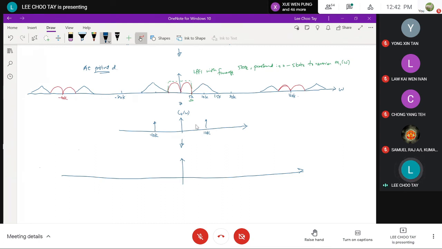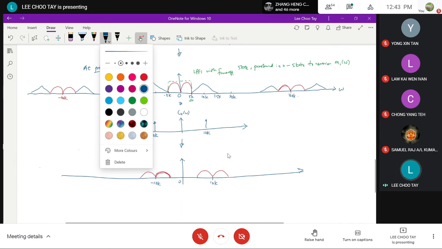So now I shift everything here to center at 10k. Let me jot down my 10k. This is my 10k. This is my minus 10k. 5 is here, 5 is here, 0 is here. Now I move everything to center at 10k. So this is 0, this is minus 5k. So that means I'm going to have center at 10k, which is this one now. Here also same thing, center at 10k.